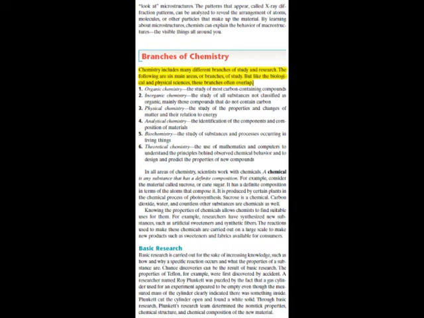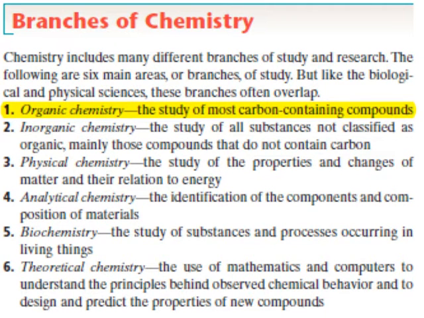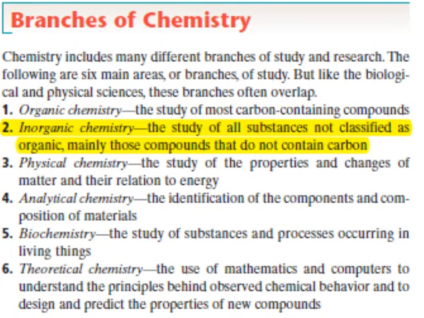Chemistry includes many different branches of study and research. The following are 6 main areas or branches of study. But like the biological and physical sciences, these branches often overlap. 1. Organic chemistry, the study of most carbon-containing compounds. 2. Inorganic chemistry, the study of all substances not classified as organic, mainly those compounds that do not contain carbon.